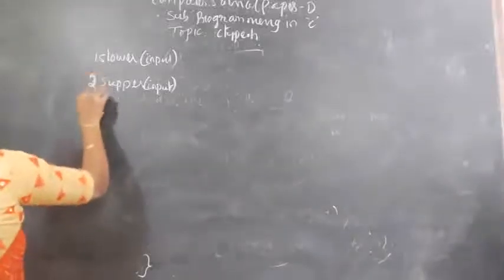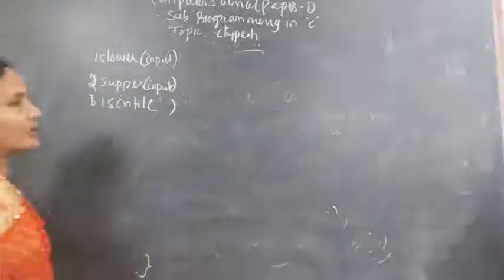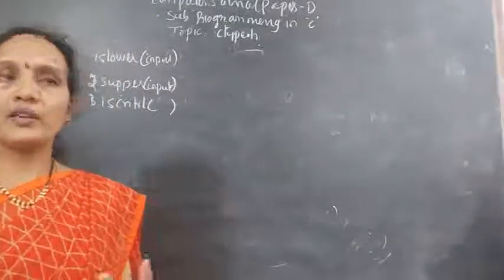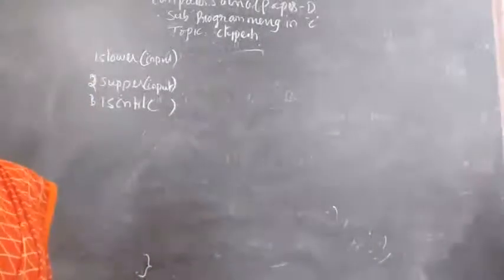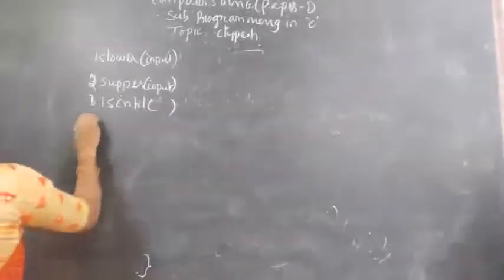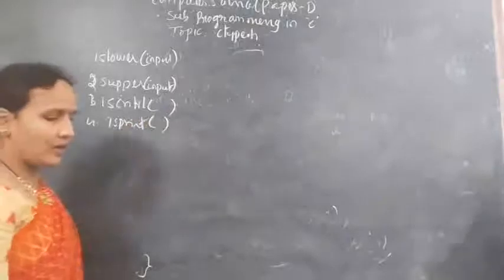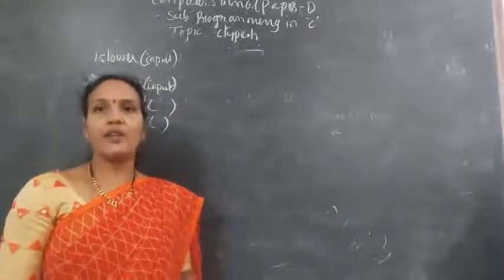Okay. Next, iscntrl. It checks whether whatever character the user has entered is a control character or not. If it is, it will give true. Otherwise, it will give false. The next one is isprint. Whatever character you have given, it checks whether it is a printable character or not. If it is a printable character, it will give true. Otherwise, it will give false.